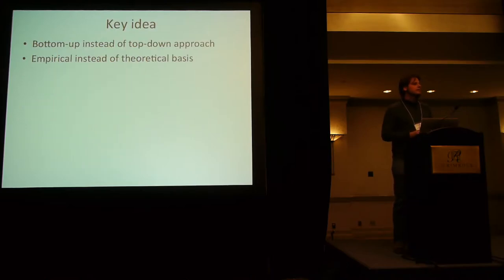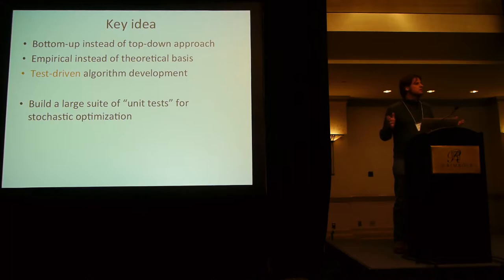So the key idea is that we're going to try and do a bottom-up approach. Instead of deriving something from some kind of theoretical framework that says what are all the properties an algorithm must have to just work, we're going to do it empirically, and we're going to say, here are lots of cases where I want it to work. And hopefully an algorithm that works on a very wide diversity of difficulties will also work on new unseen problems. And so this is the idea of this paper, to introduce some kind of test-driven algorithm development, where we build a large suite of unit tests. That's what we call these kind of test cases. A large suite of unit tests for stochastic optimization.